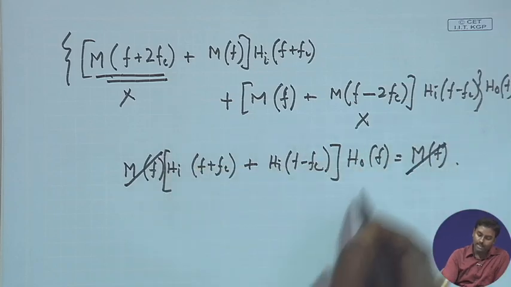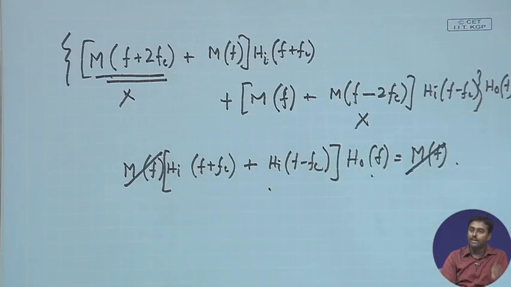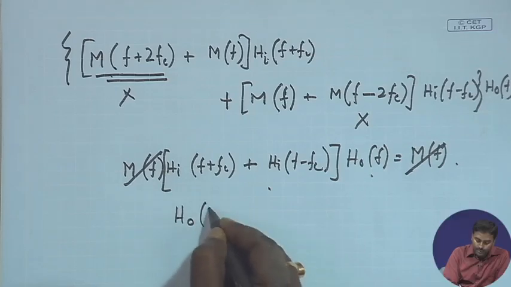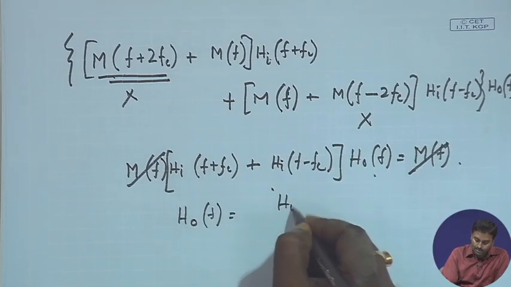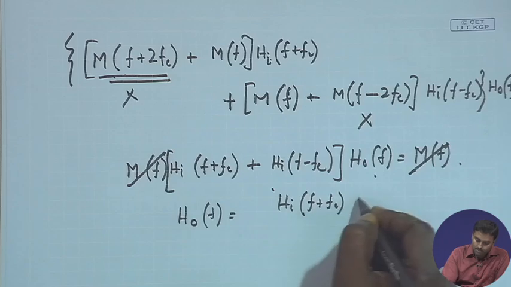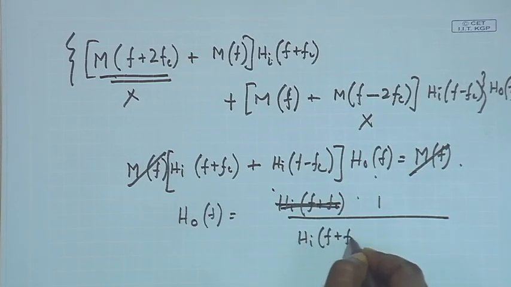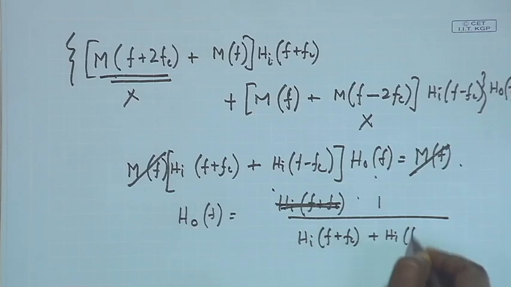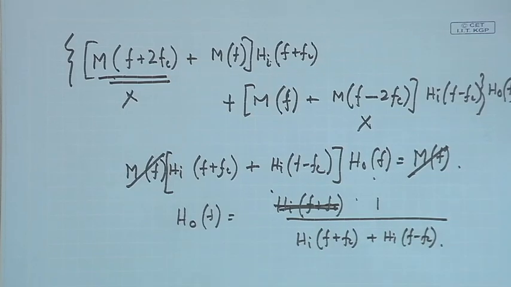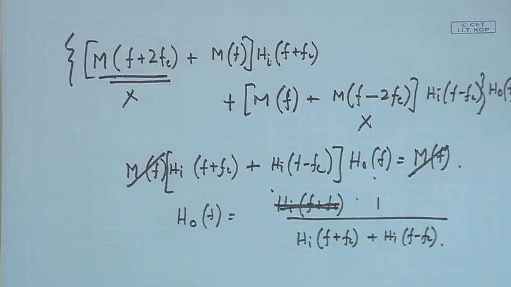M(f) gets cancelled, and I get a relationship between my input filter and the output filter, or I should say the filter at the modulator and the filter at the demodulator. So I can just write my output filter should look like this. That should be the output filter given the input filter. This is the relationship.